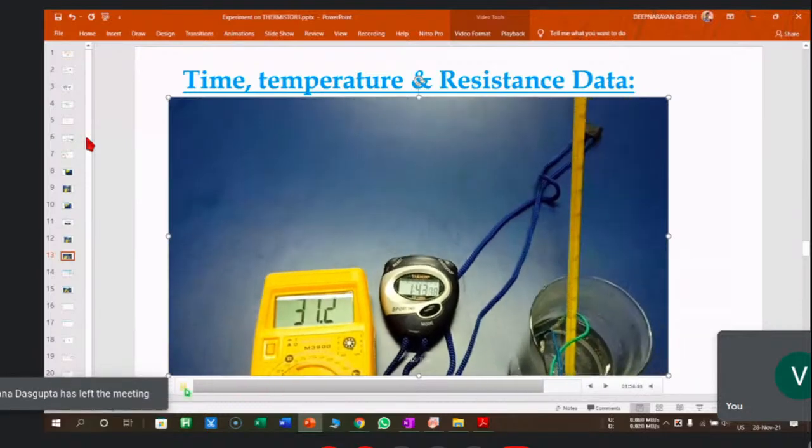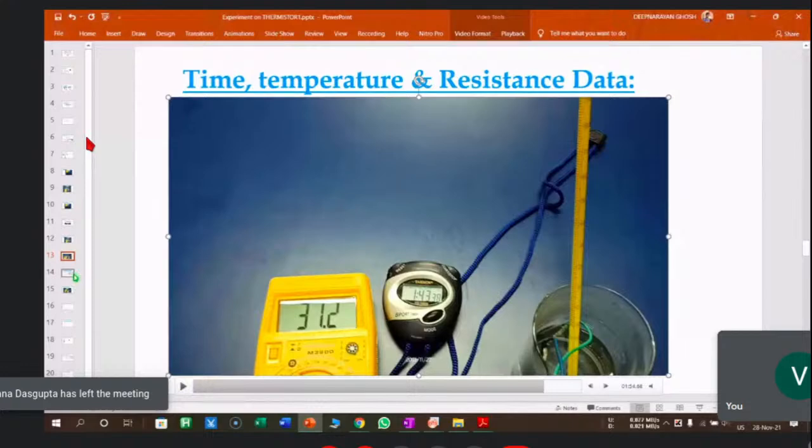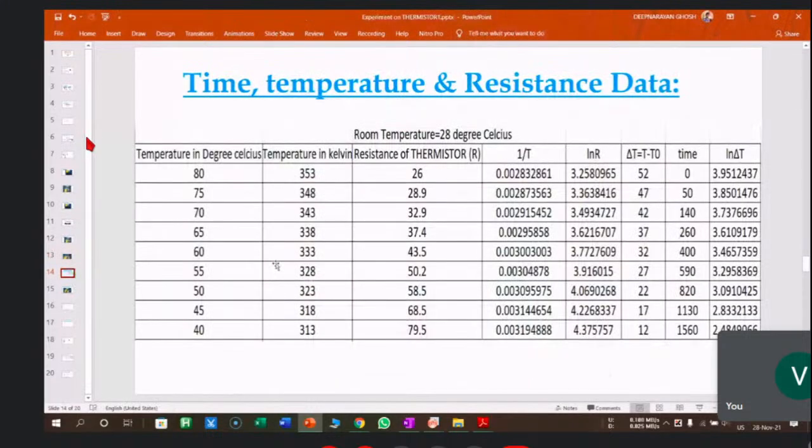Okay. So I am just going to show the data I have taken. At temperature 80 degree centigrade, the resistance of the thermistor was 26 ohm, and when the temperature gradually decreases, the resistance of the thermistor increases. Very simple experiment. After that I calculated the temperature in Kelvin scale, 1 by T and ln R, which are given here. Delta T is T minus T naught, the temperature difference between the surrounding temperature and the temperature of the water. Elapsed time is given in seconds, and ln delta T is calculated.